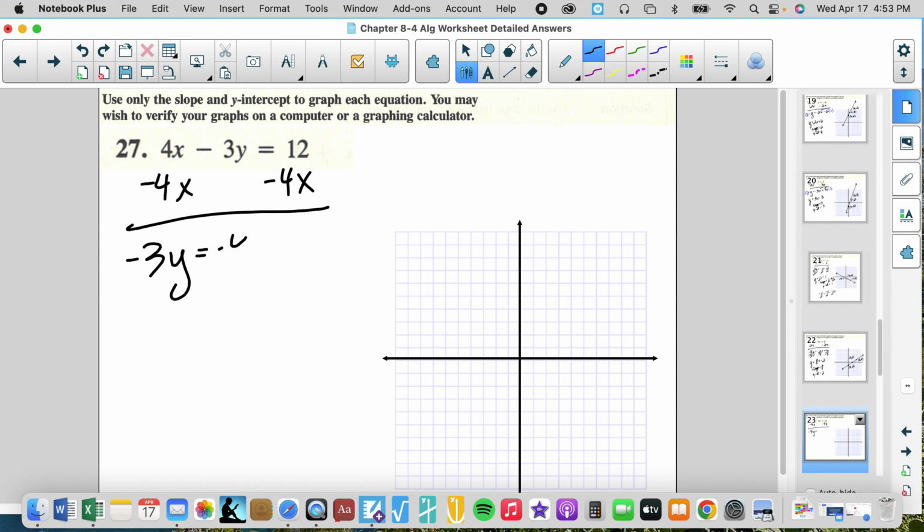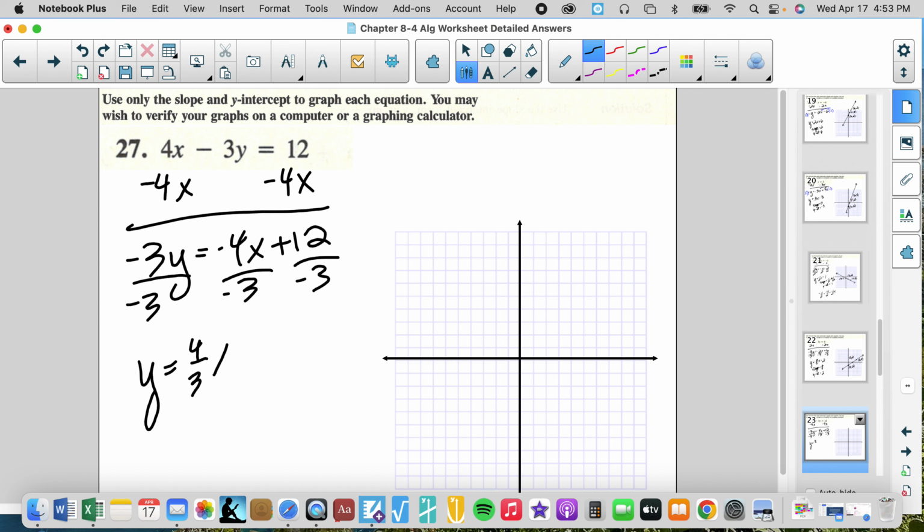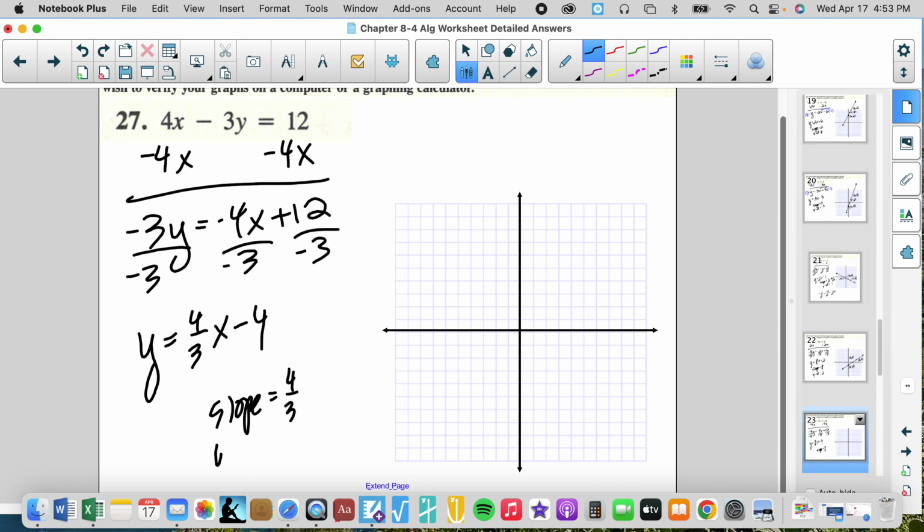Negative 3y equals negative 4x plus 12. Let's divide everything by negative 3. That gives us y equals 4/3 x minus 4. My slope is 4/3. My y-intercept is negative 4. Go to negative 4 on the y-axis, make a dot. Then we're going to go up 4, right 3. Then we're going to go up 4 and right 3 more.